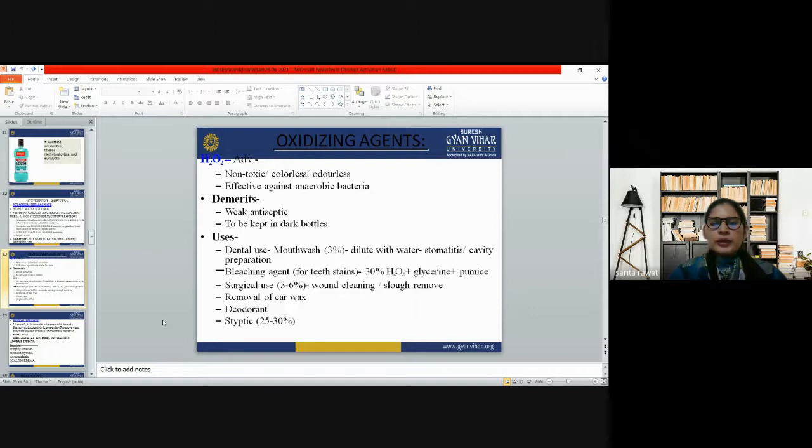Then when we talk about the surgical use of H2O2, it is used at 3 to 6% for wound cleaning and slough removal. It is also used for removal of earwax, and as a deodorant and antiseptic at 25 to 30%.